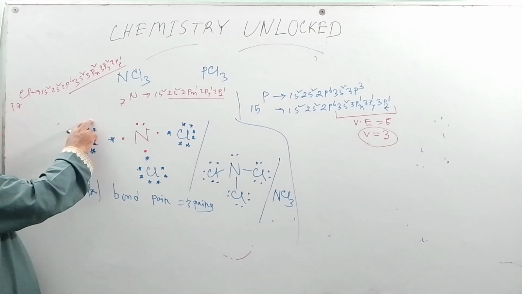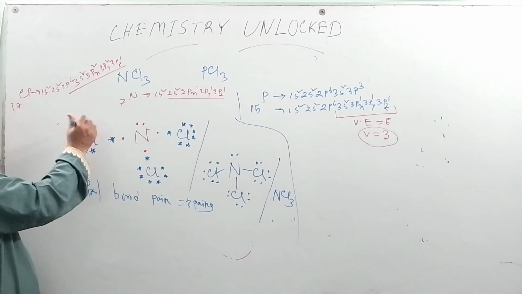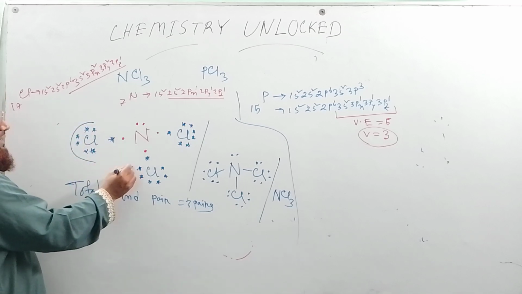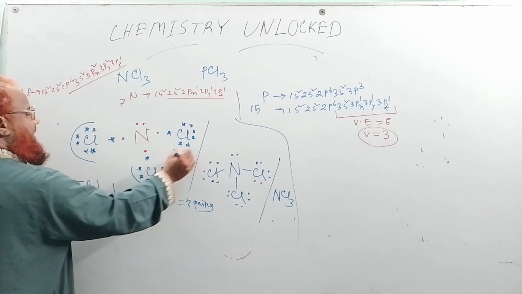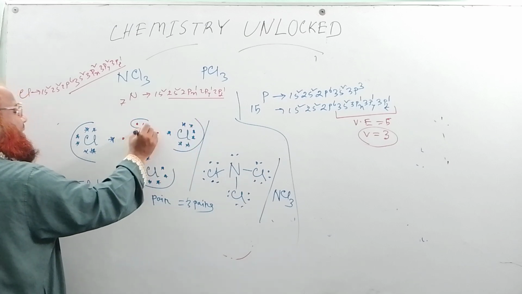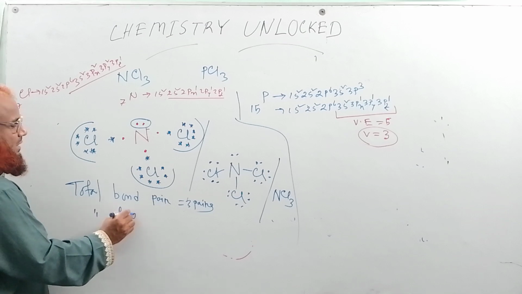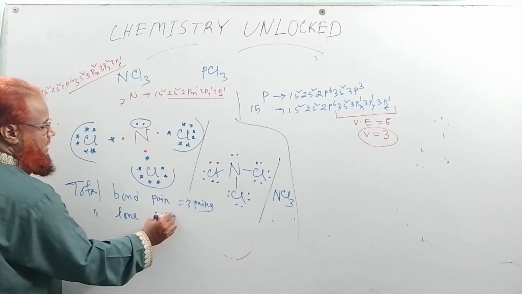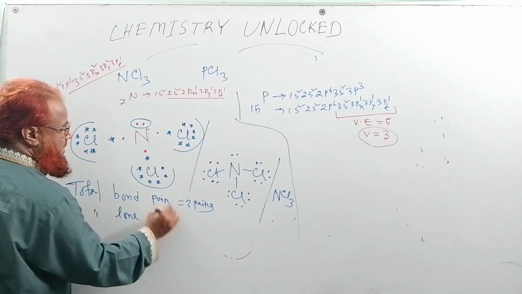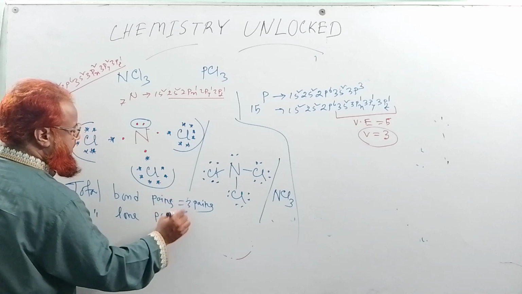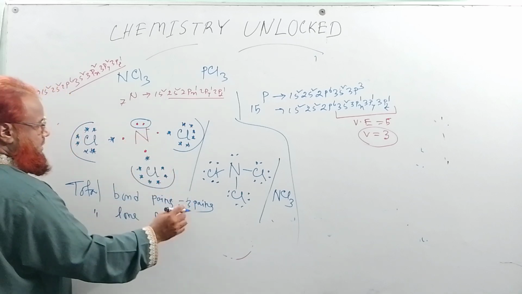Total lone pair: 1, 2, 3. Every chlorine atom has 3 lone pairs. Here 3, 6, and here 3, 9, and here the nitrogen has another 1. So total lone pair equals 10 pairs.